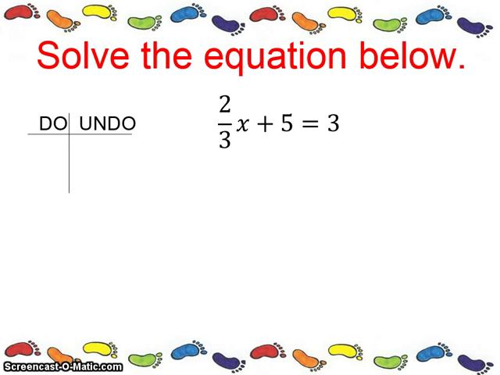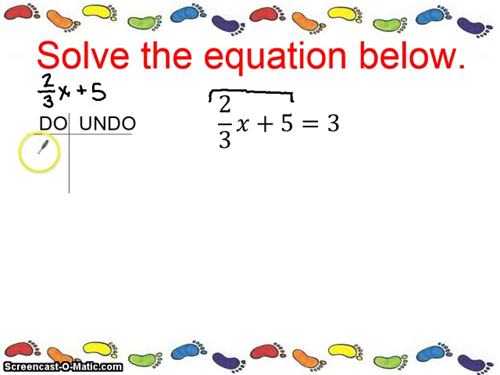Our first example involves multiplication of a fraction. Remember, the inverse operation of multiplying a fraction is to multiply by the reciprocal. So let's create a do and undo chart for this algebraic side of our equation. So we have 2/3 times x plus 5.